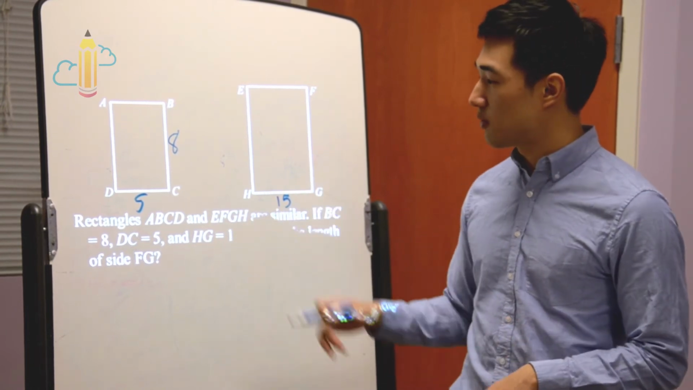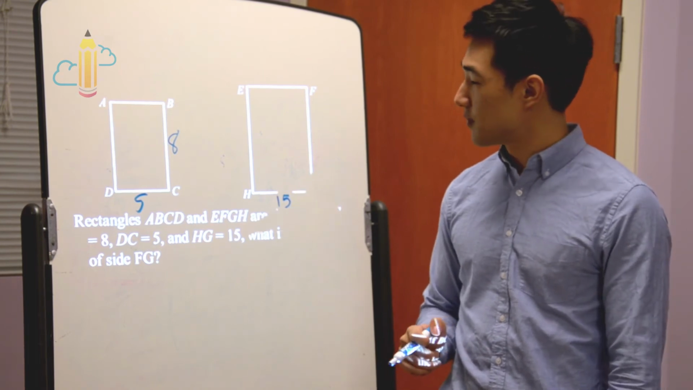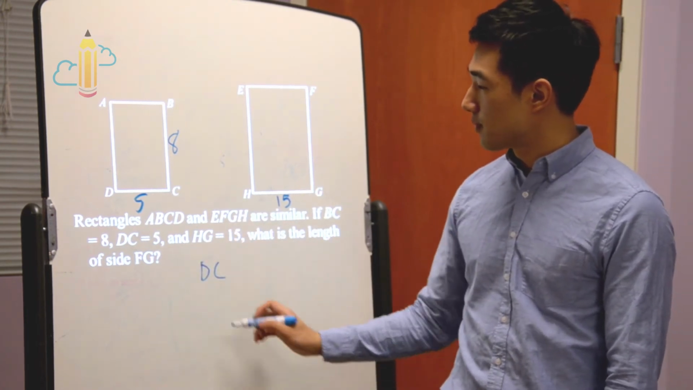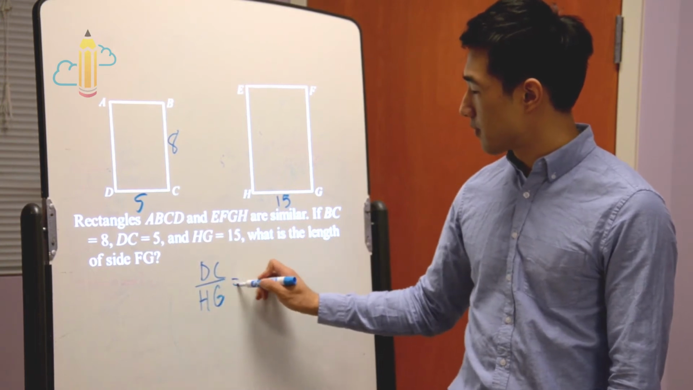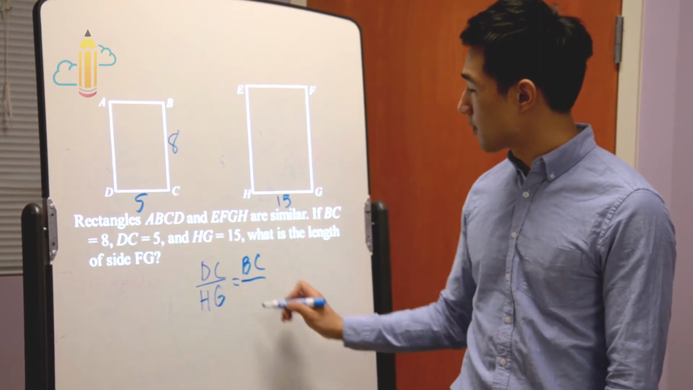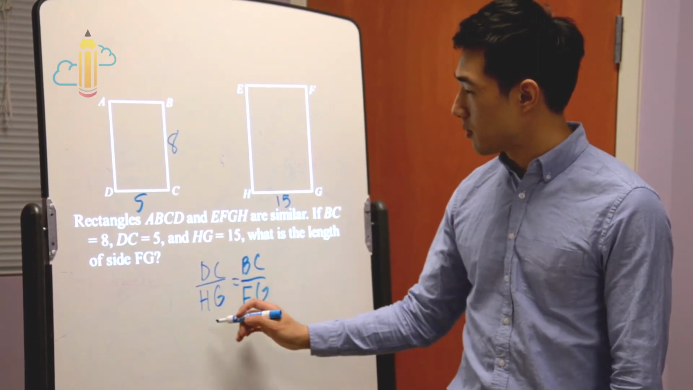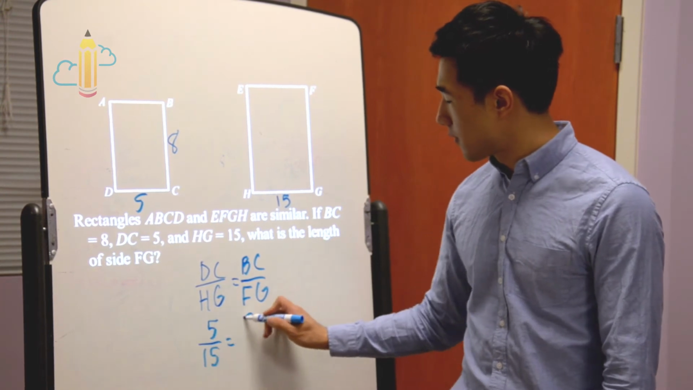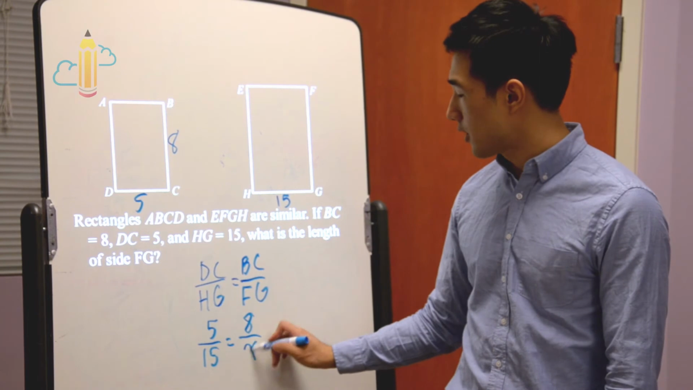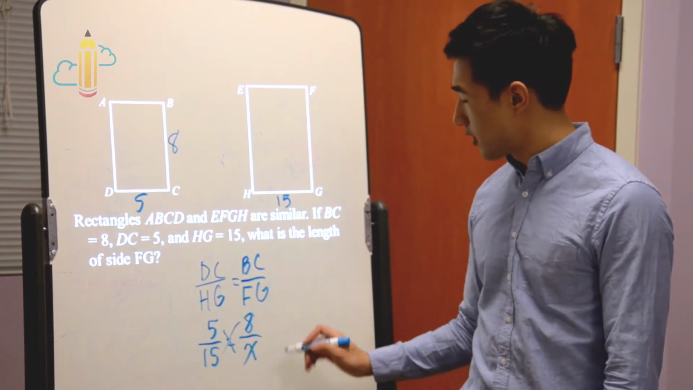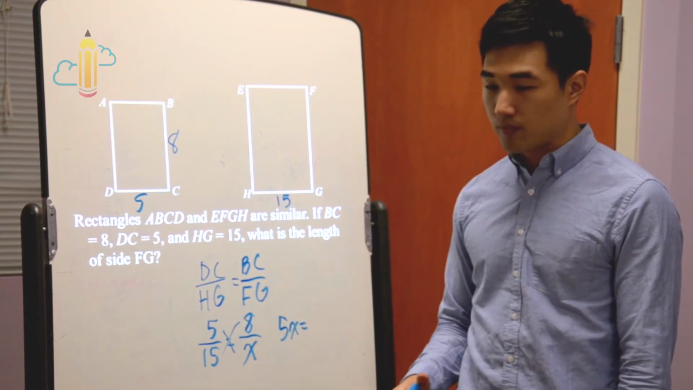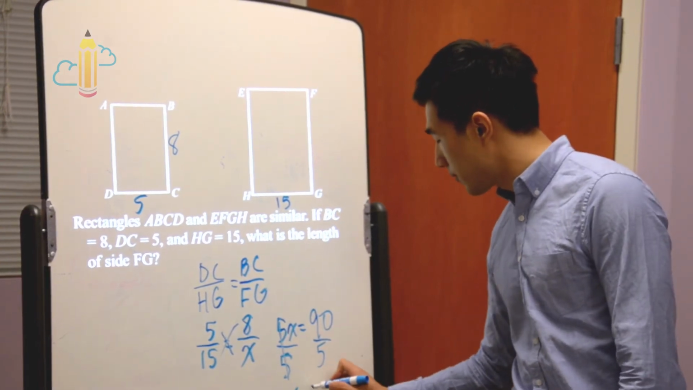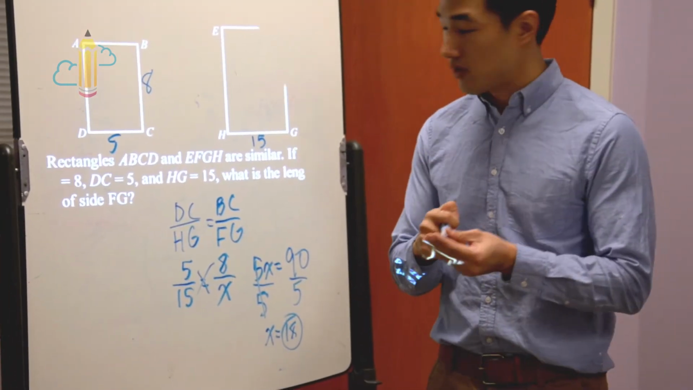So Justin, can you help me set up the ratios? DC over HG equals BC over FG. Great. So what are the numbers? 5 over 15, and 8 over X. And you cross multiply, right? So 5x equals 120. So x must equal 24. Alright, very good. No problems, right?